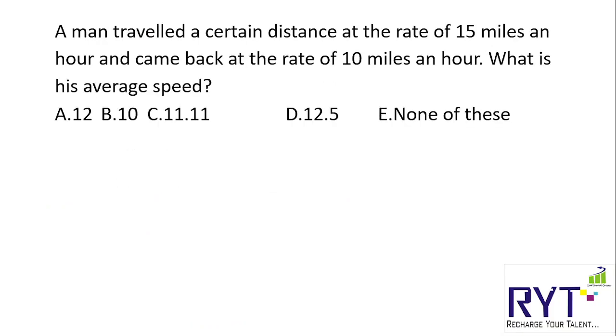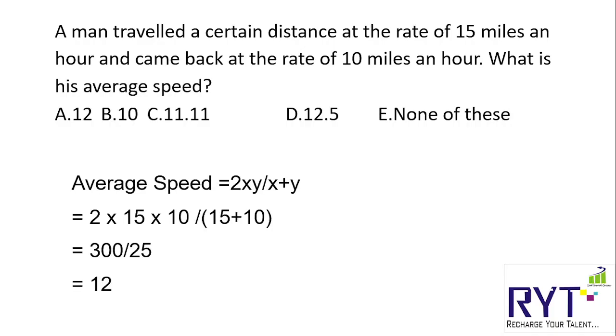Let's move on. A man traveled a certain distance at the rate of 15 miles an hour and he came back at the rate of 10 miles an hour. What is the average speed? Same average speed formula again. Simple. 2xy divided by x plus y. That's all you have to do. 2 into 15 into 10 divided by 15 plus 10. You can just do 300 by 25, or you can do it this way as well.